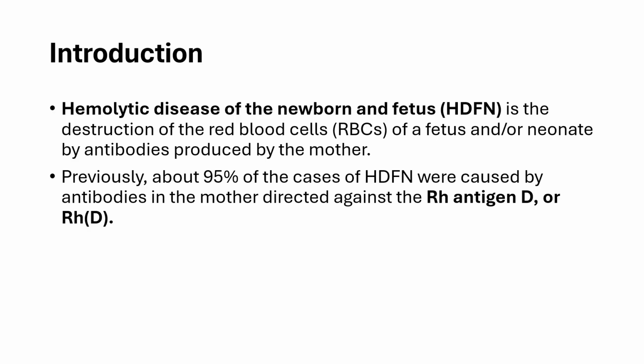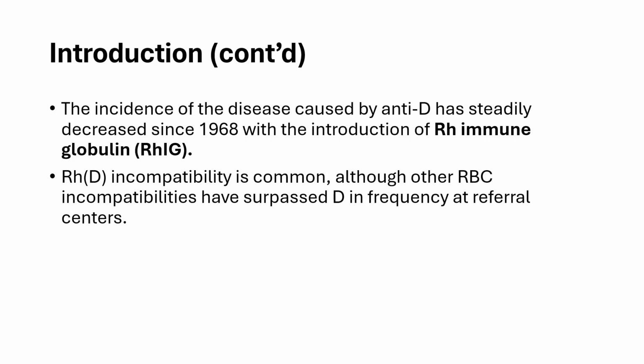Previously, about 95% of these cases were caused by antibodies by the mother directed against the Rh antigen D, or RhD. The incidence of this disease caused by anti-D has steadily decreased since 1968, when RIG, or RhoGAM, Rh immune globulin, was introduced. Rh incompatibility is common, although other red blood cell incompatibilities have surpassed D in frequency at referral centers now.